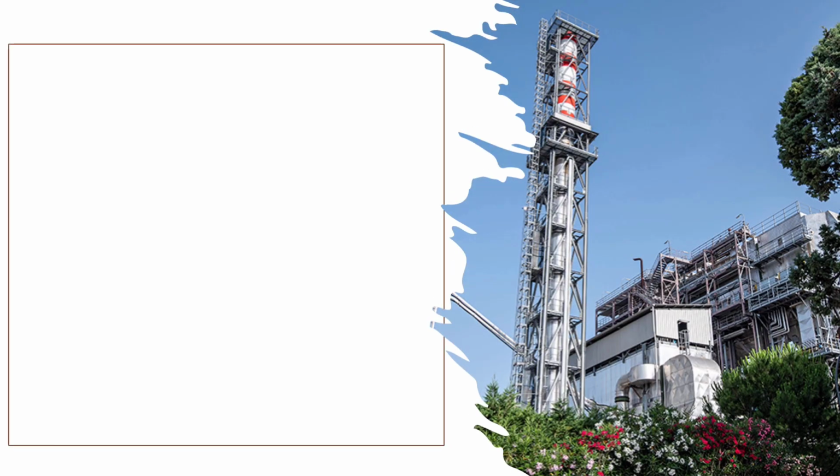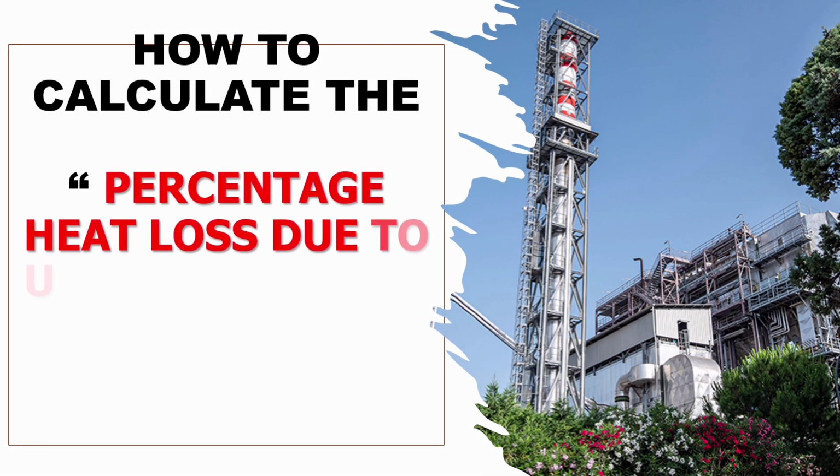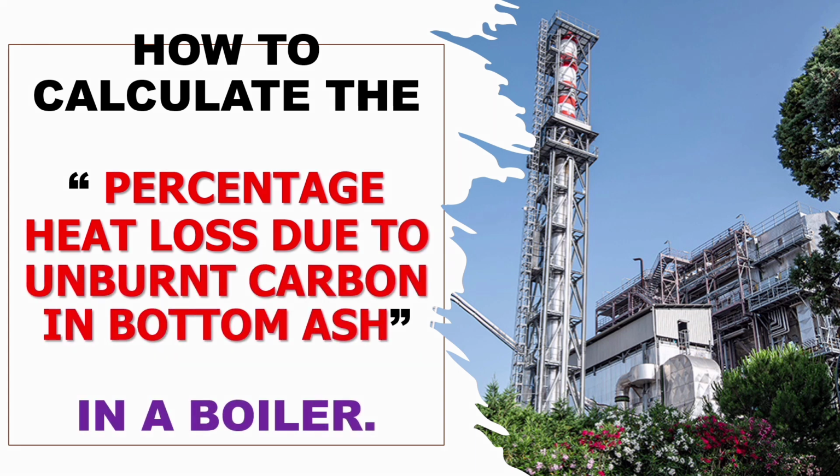In today's video, we are going to learn how to calculate the percentage heat loss due to unburnt carbon in bottom ash in a boiler system. This is a crucial topic for improving boiler efficiency and saving energy costs, especially in power plants and industrial facilities.